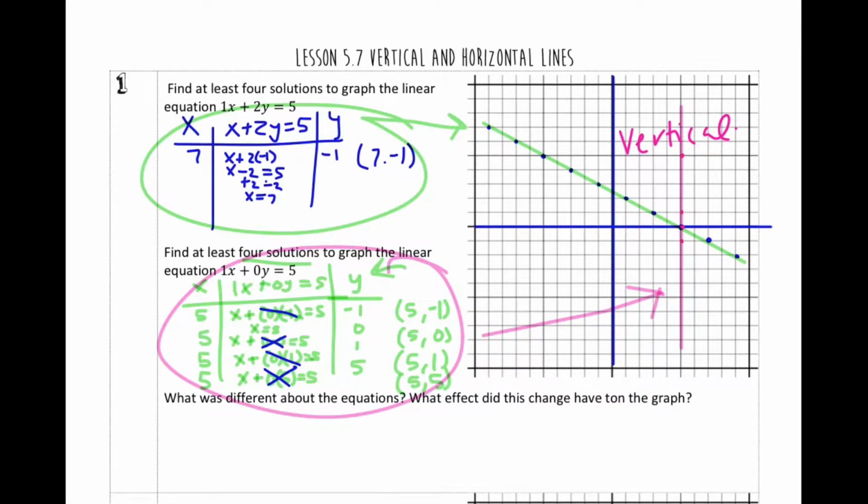So what we're going to do is we're actually going to write them down here in this next portion. So we had 1x plus 2y equals 5. And then the second equation was 1x plus 0y equals 5. And I want you to think about, what is it about these two equations? How is it different? And why did it create such a different change in our graph? Okay, so take a moment. You can pause the video, think and write.